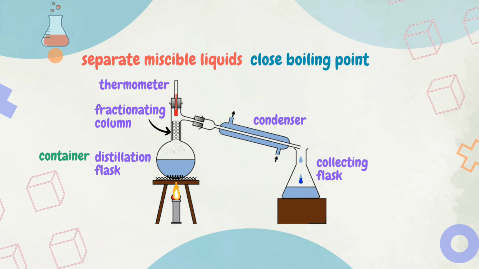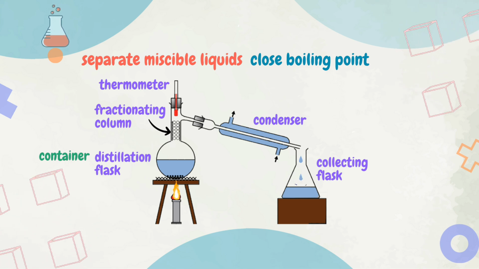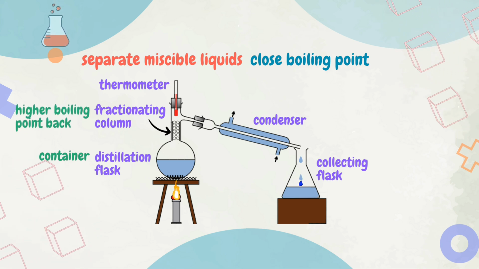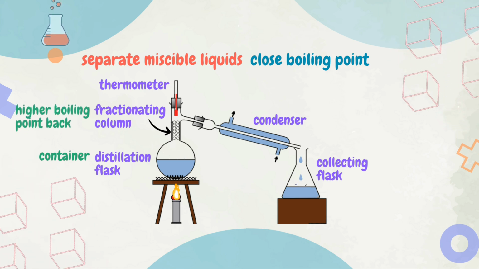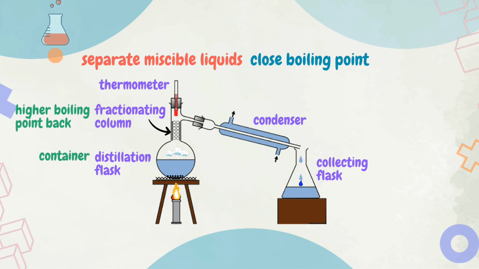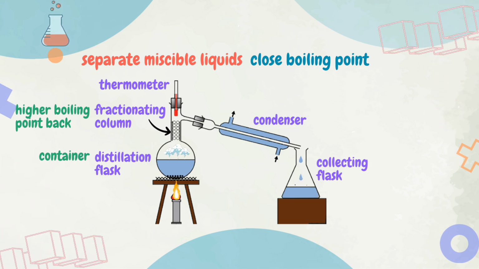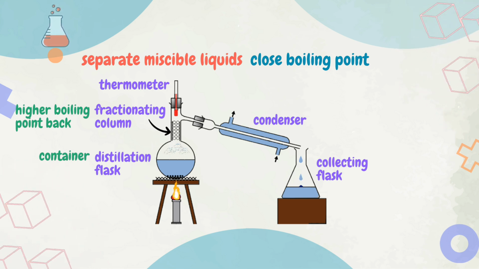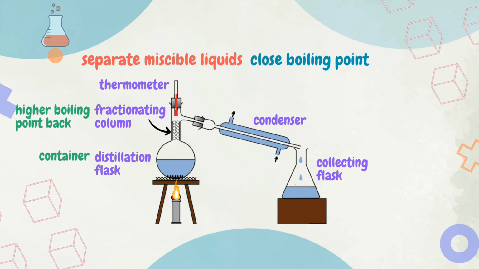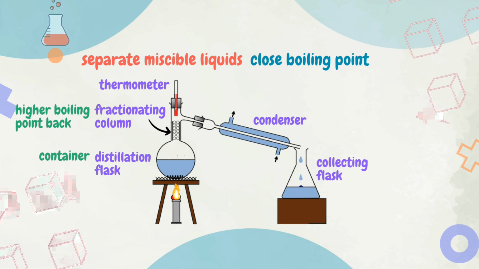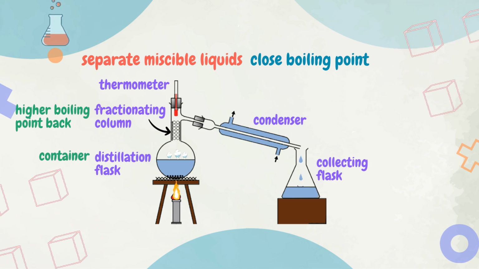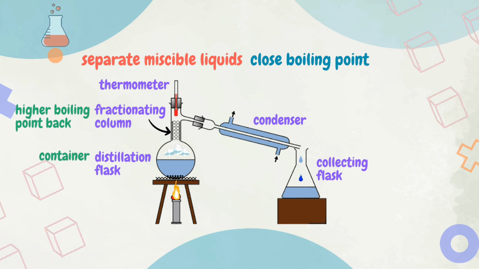The fractionating column contains beads that condense the vapor with a higher boiling point back to the distillation flask while allowing vapor with a lower boiling point to escape. In industrial fractional distillation, the fractionating column is lengthy and designed for efficient separation. The column provides multiple vaporization condensation cycles, enabling a more precise separation of components based on their boiling points.